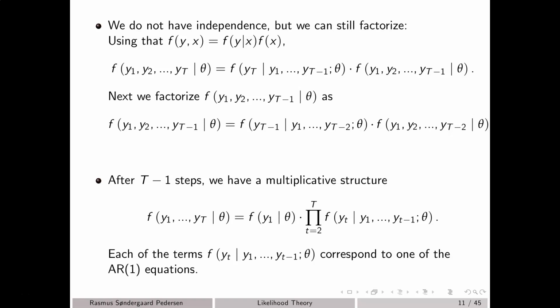We can then do that recursively, and at the end of the day we end up having that the joint density is simply the product from time t equal to 2 of the conditional densities times the marginal density of y1. But recall here that we think of y1 as given, so we essentially condition on this value.